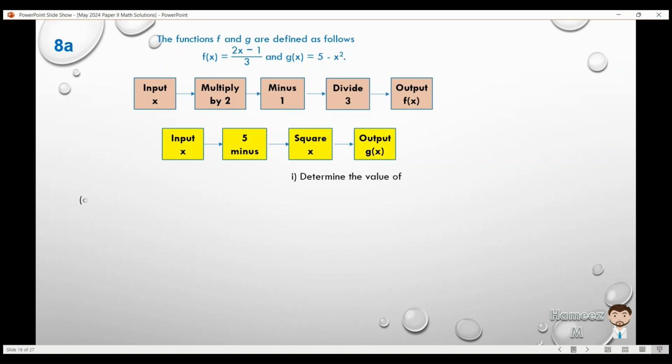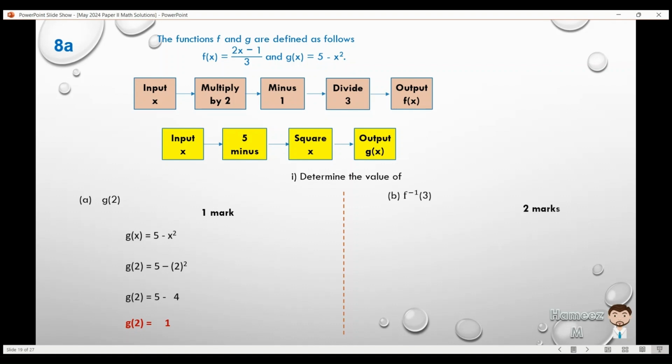So part 1, determine the value of g of 2. If we consider in our yellow rectangles that our input is 2, can we work it out there? 5 minus, what is x? 2. So 5 minus 2 squared, which is 4. So 5 minus 4 should be 1. And we can do it like this as well, what students are accustomed to. g of 2 is 5 minus 2 squared. We write our formula, then substitute, and now solve. 5 minus 4. So g of 2 is equal to 1. That's part A. Let's go on to part B.